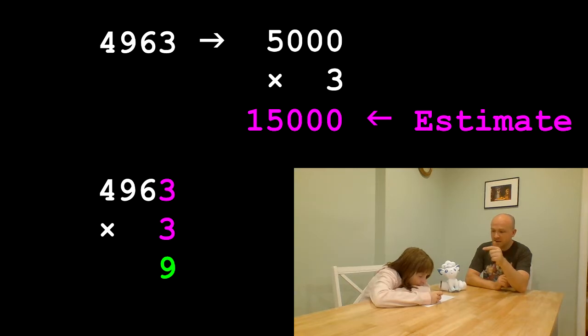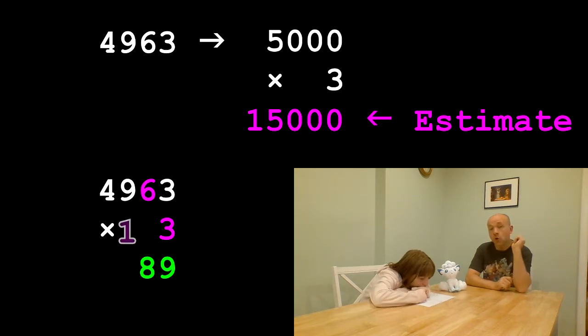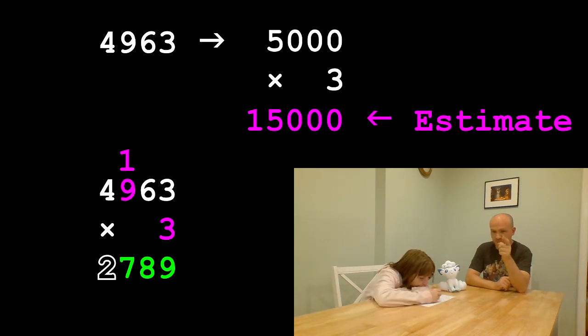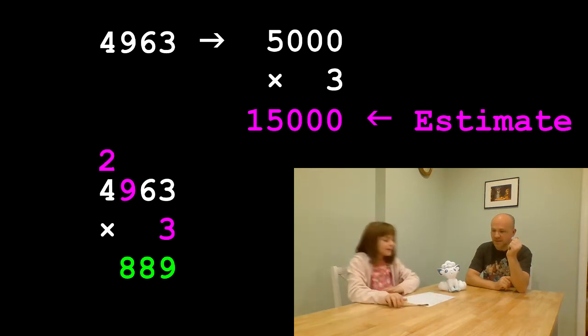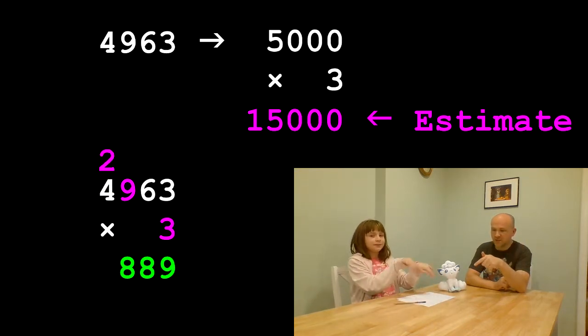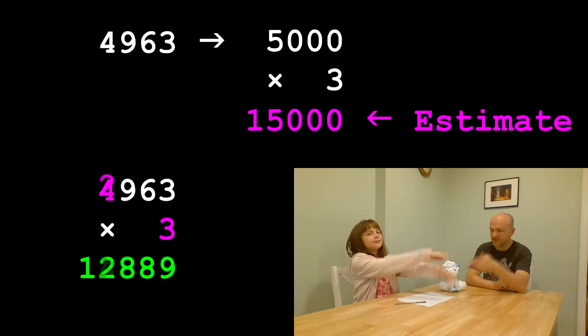Okay, she's done 6 times 3 for the 18. That one does have a grouping. 8 goes down, 1 goes up to the hundreds place. Now she's doing 9 times 3 plus the 1, and she gets 28. 8 comes down, 2 goes up, and finally 4 times the 3 for 12 plus the 2, she gets 14.